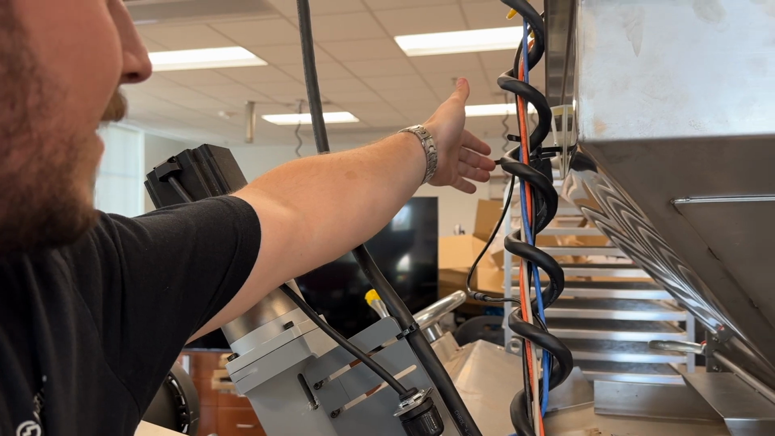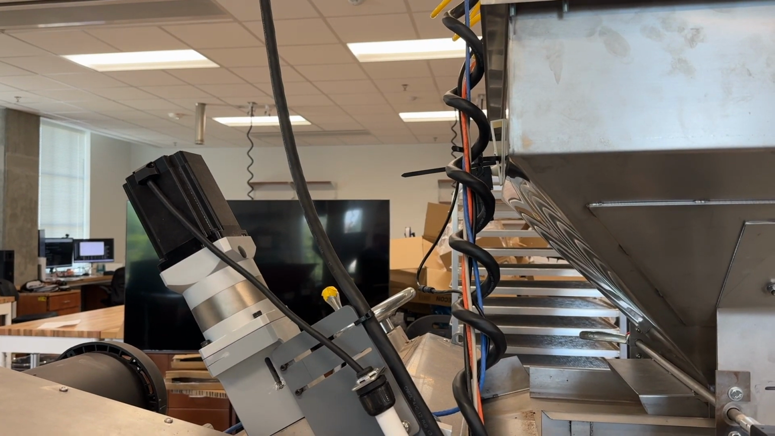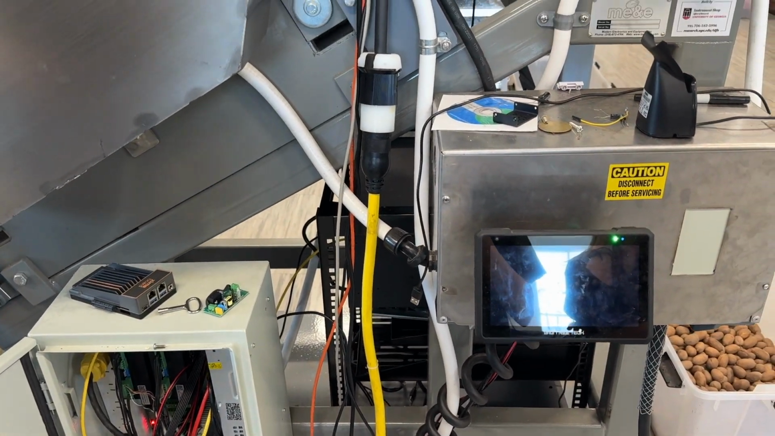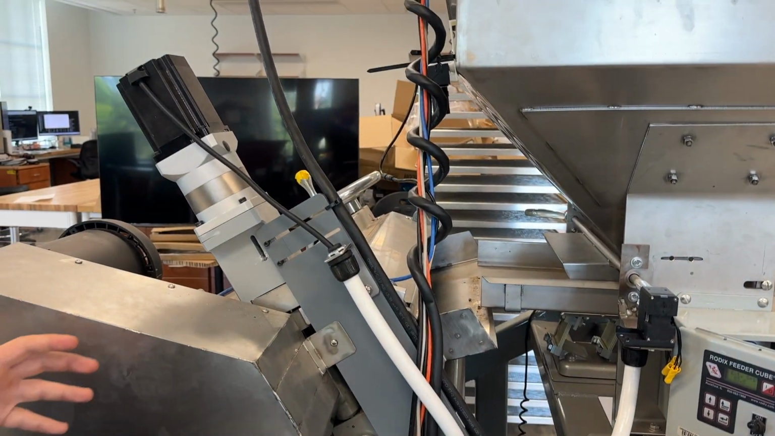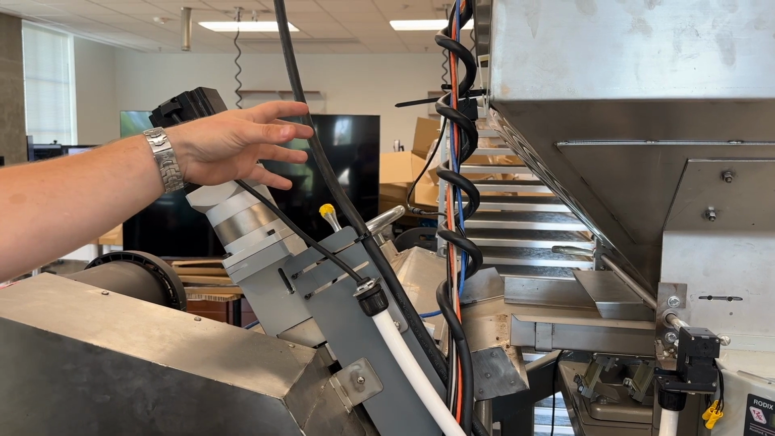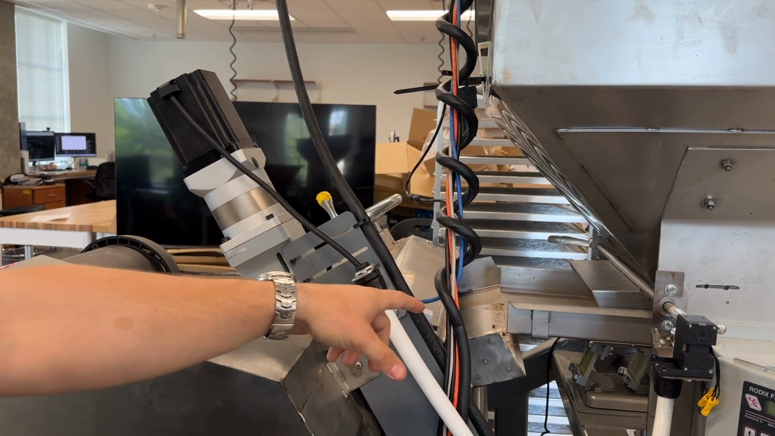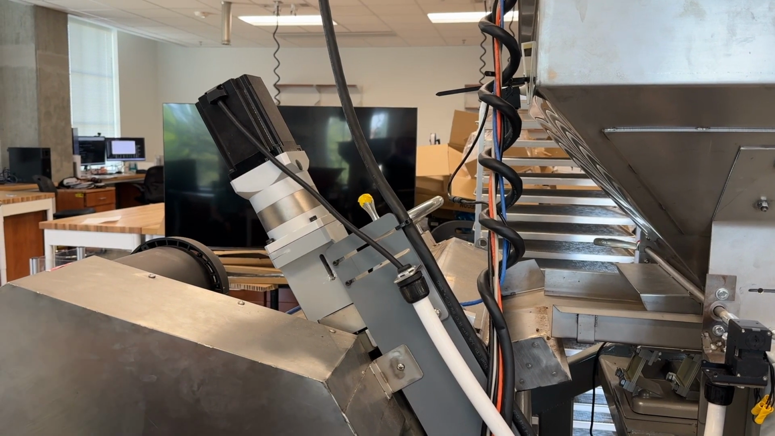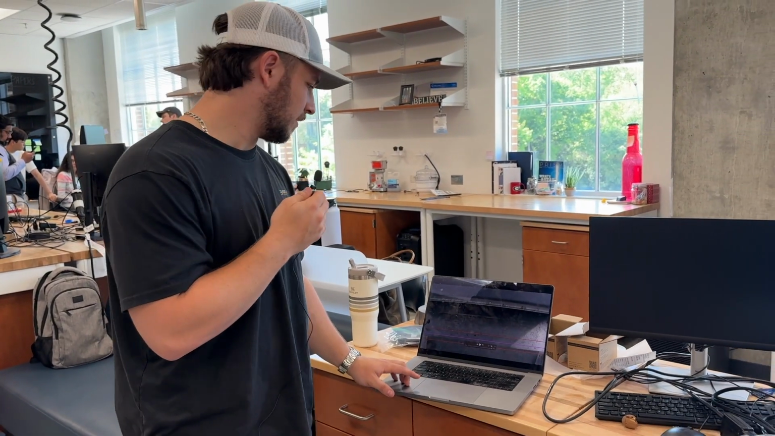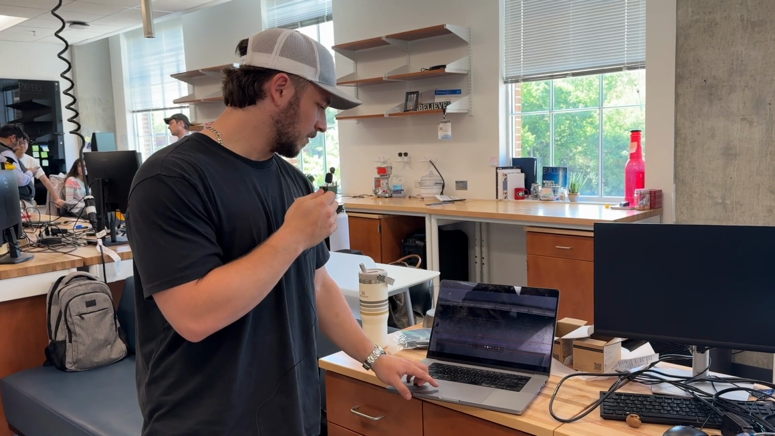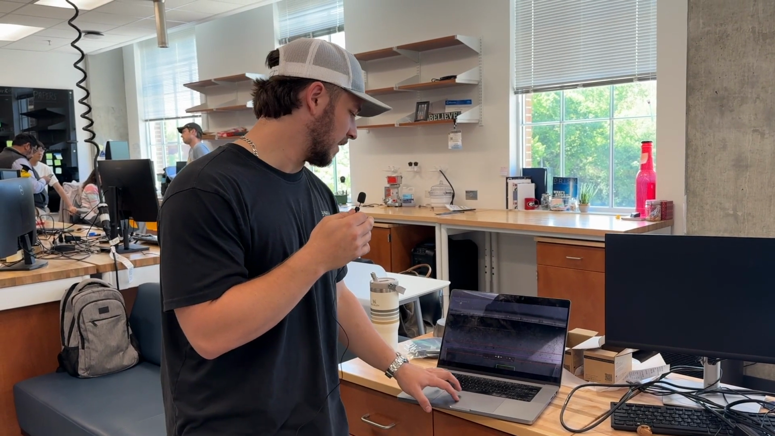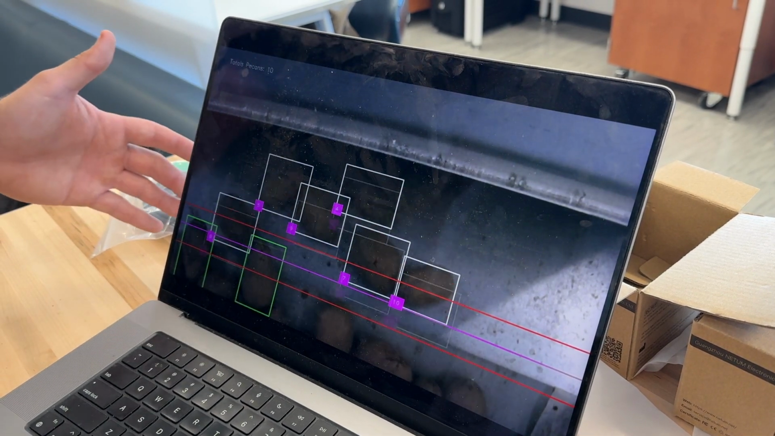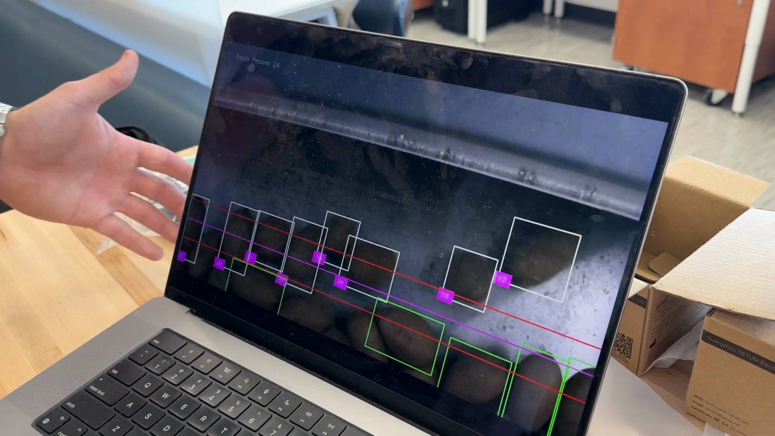Here we have a camera that's connected to our Linux computer right there, and basically what's happening is we've trained a computer vision model to count the number of pecans that are moving through this conveyor at a time. Here's a demonstration of what it looks like for our computer vision model to be running and counting pecans. So here you can see a visualization of what's actually happening in our computer vision model.